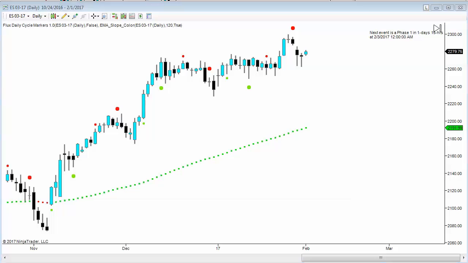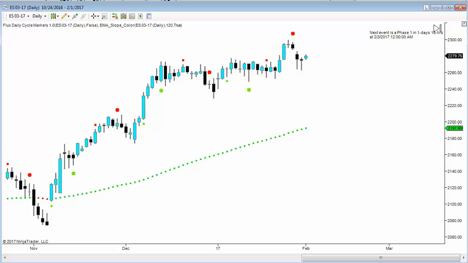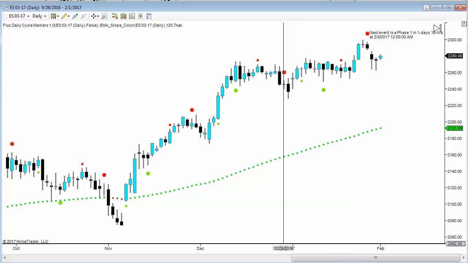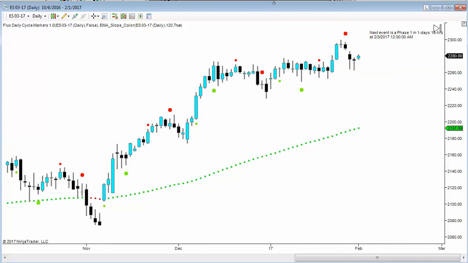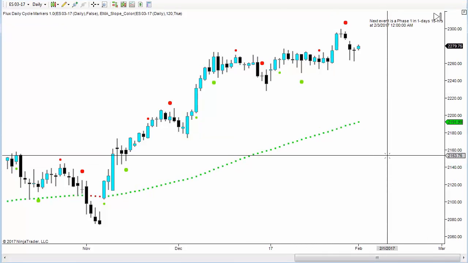So today is February 1st, 2017, and we're looking at the Emini S&P daily chart. And we have the ability through the indicators that we've put together to make predictions about where the market will go next. And those predictions involve a timing component.